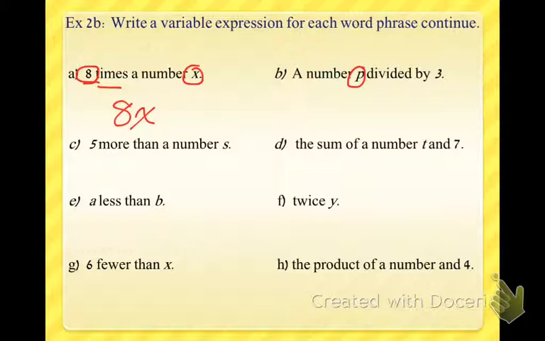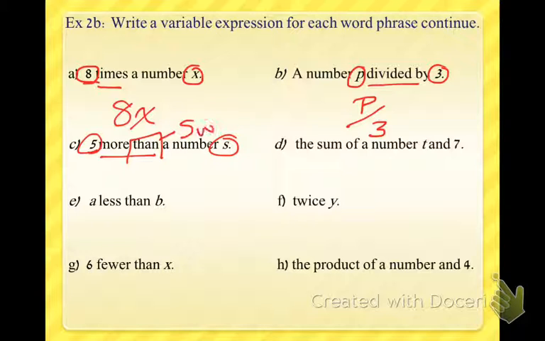B, you have p is divided by 3. Remember, it's a fraction. Do not put the divide sign. C, 5 more than s. Remember, "than" means switch. So I have 5 and s, so s will go first and 5 will go second. I know they look the same. And then more than means plus.